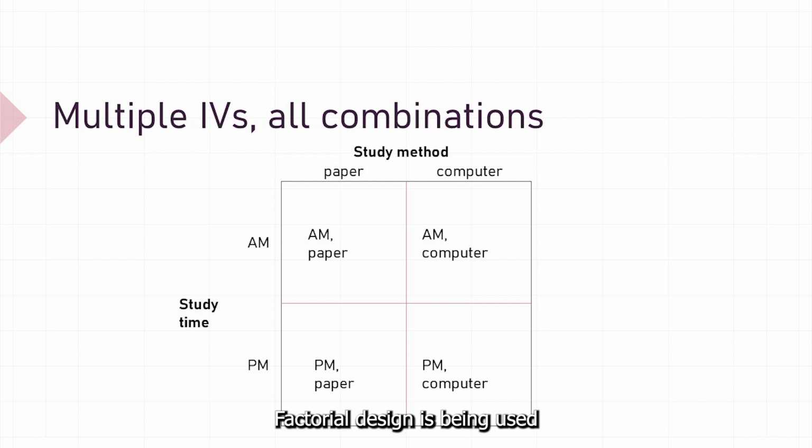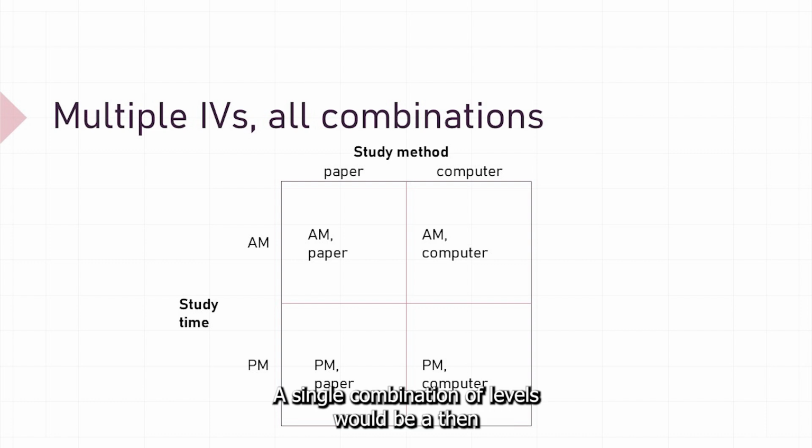Factorial design is being used when an experiment includes more than one independent variable. In this case, independent variables are often called factors. A single combination of levels would then be one condition of our experimental research.